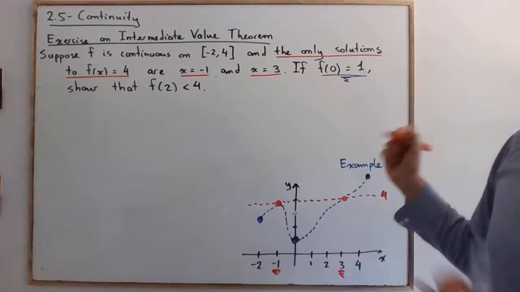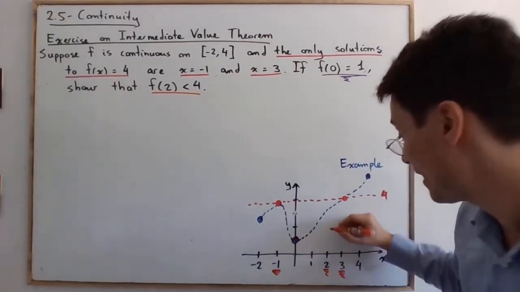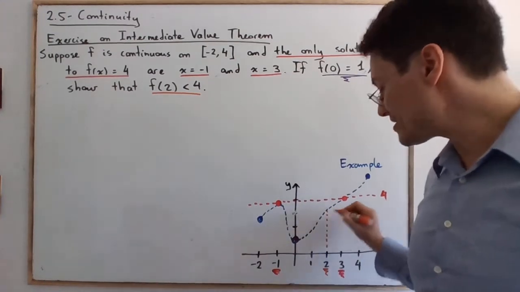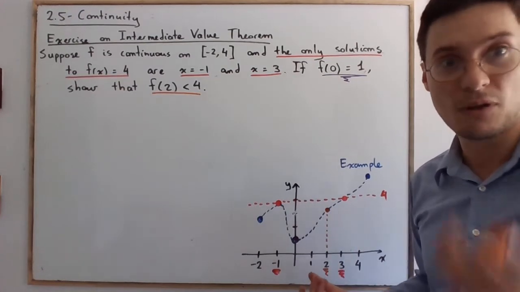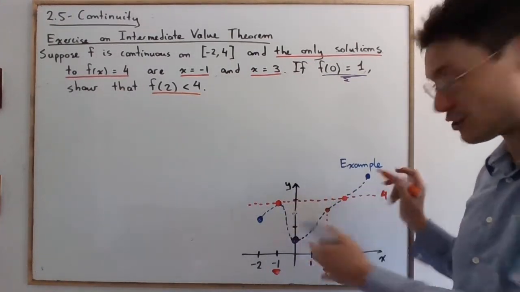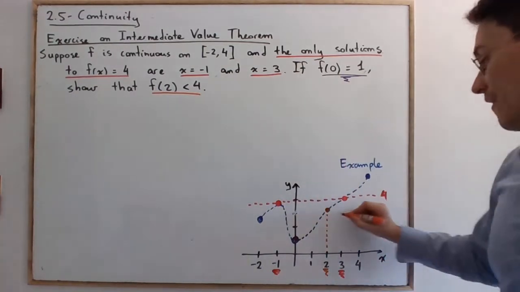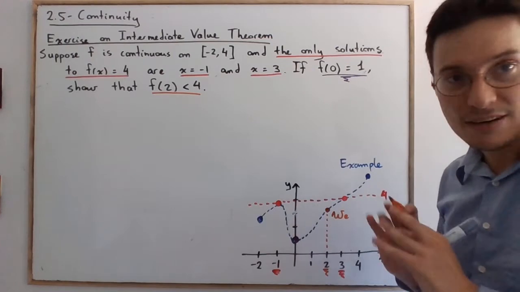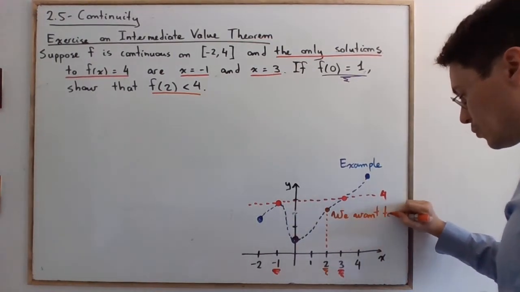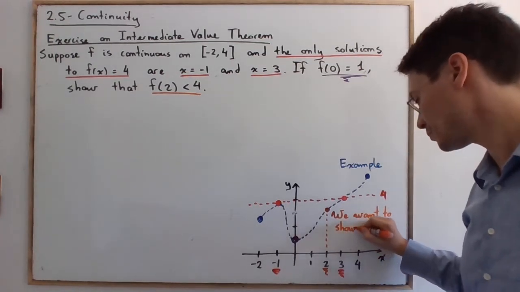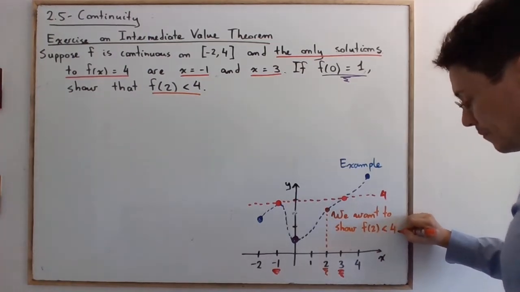And here, what do we want to show? f of 2 is smaller than 4. So 2 is here, and this is f of 2. So we see, for example, just based on our drawing, that the statement is reasonable. In something that we drew, respecting all the conditions, we see that this condition is verified. But we want to show it regardless of all the possible drawings. So we want to show f of 2 is smaller than 4.